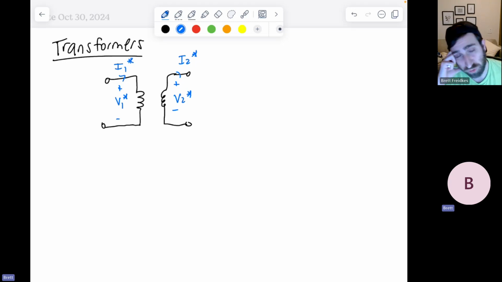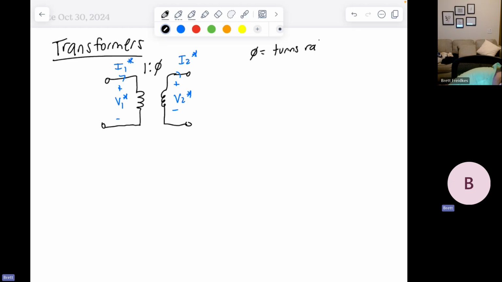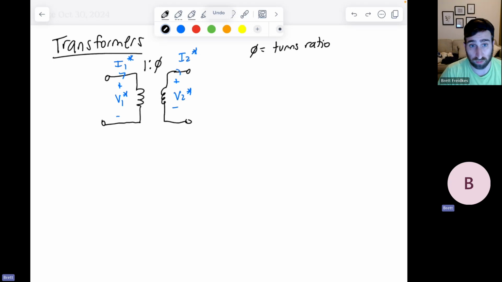Now, the relationship between the voltages and the currents depends on, in real life, how the inductors are set up, how many coils it has, the material of what the coil is wrapped around, things along those lines. For our purposes, we're going to combine all that, just for modeling purposes, into something called the turns ratio, which is the Greek letter phi. And we typically write that as a ratio where we have 1 to phi or phi to 1 or something along those lines.